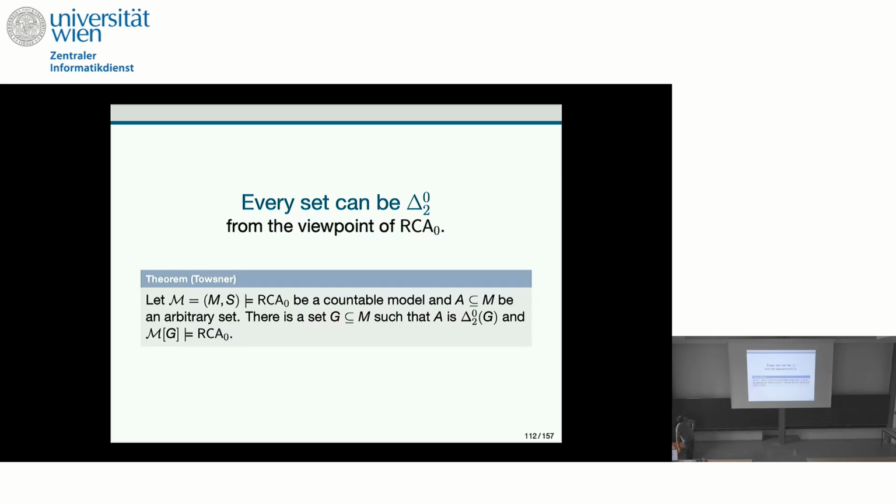If you take G equals A, so for example, if A does not satisfy sigma 01 induction, then if you take G equals A, you will make sigma 01 induction fail in the extended model. Maybe I stated it wrongly? No, it's not an element. It's an arbitrary subset of the first order part.